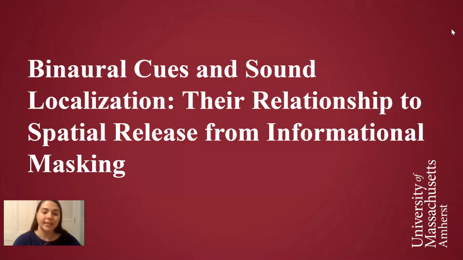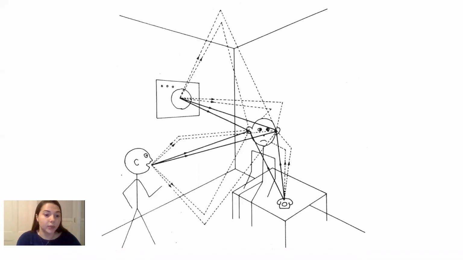My name is Caitlin, and today I'm going to be talking about binaural cues and sound localization and their relationship to spatial release from informational masking. So first, I'd like you to consider this photo. We have a listener sitting on the table. We have someone talking to him. We also have a speaker playing music from the wall and a telephone ringing.